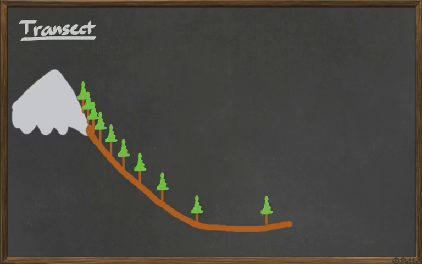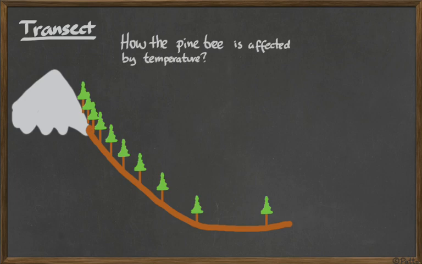For example, here we have a mountain slope and we have pine trees. And if we make a transect, we are going to try to associate one characteristic of this slope, like altitude, or in this case here, the temperature, because the higher you are, the colder it tends to get. So we try to associate it. And how do we do that?